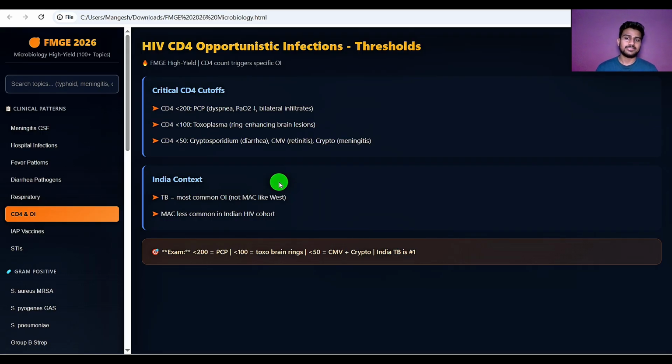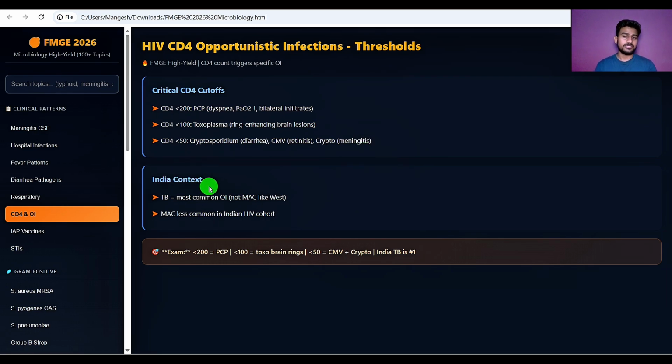Then the next thing is, if the CD4 count is less than 50, then it is related to cryptosporidium, that can cause diarrhea. If the question mentions that the patient is having diarrhea, you have to remember it is cryptosporidium. If the question mentions retinitis, you have to think about CMV, cytomegalovirus. And if the question mentions meningitis, then it is most likely cryptococcal meningitis.